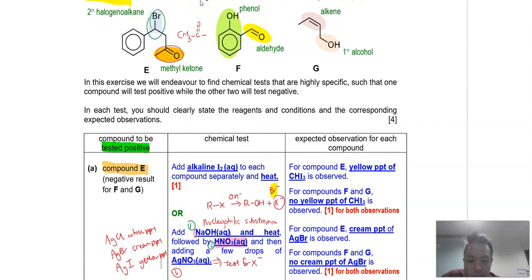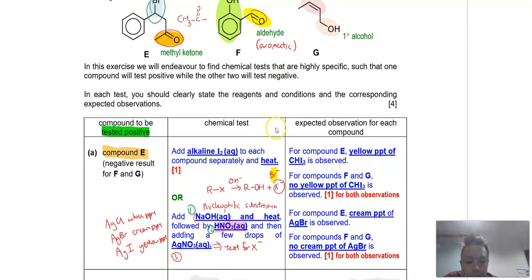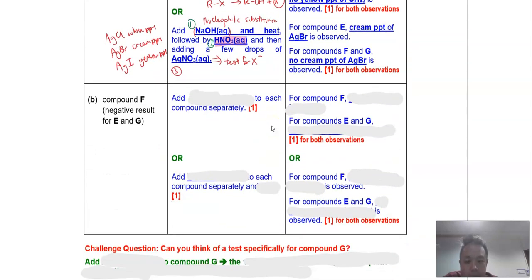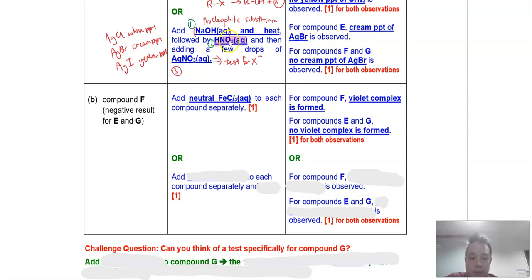We're supposed to test for compound F. Compound F has two very unique functional groups here. We have phenol, that's not shown in E and G. We also have an aromatic aldehyde. You can see this aldehyde is connected to the benzene ring. So we can make use of the phenol functional group. We can add in neutral aqueous iron trichloride. This is a very classical test for phenol. So we have a violet complex, and then we have no violet complex for E and G.